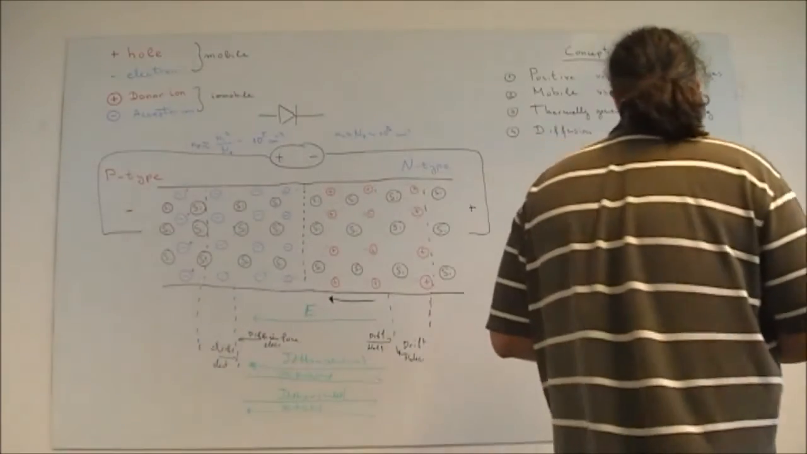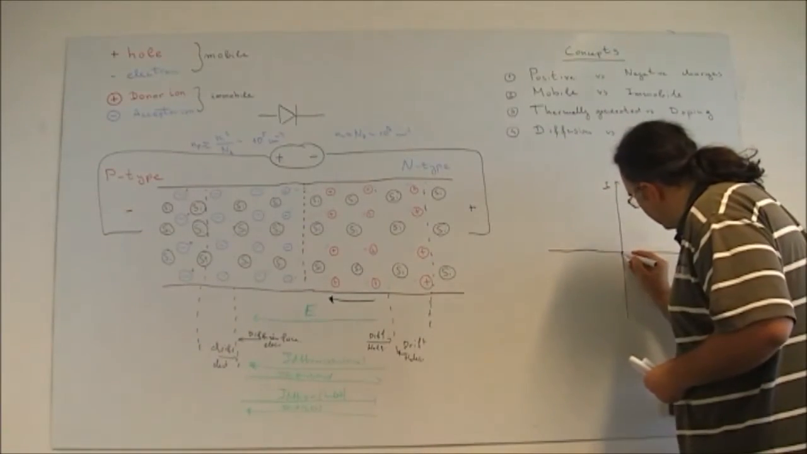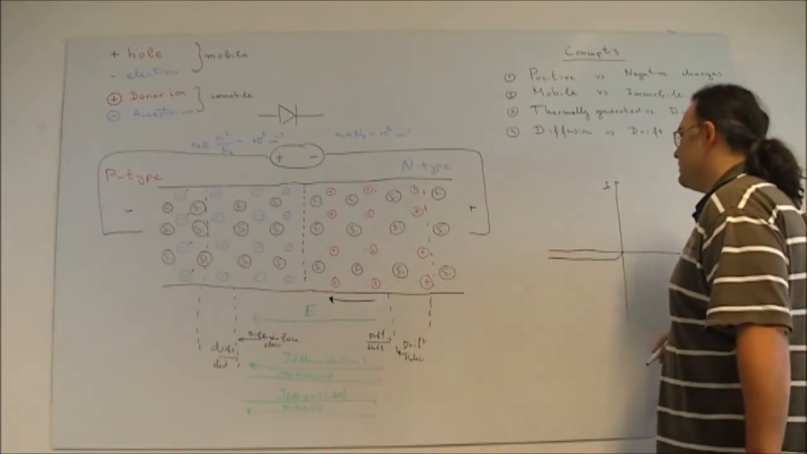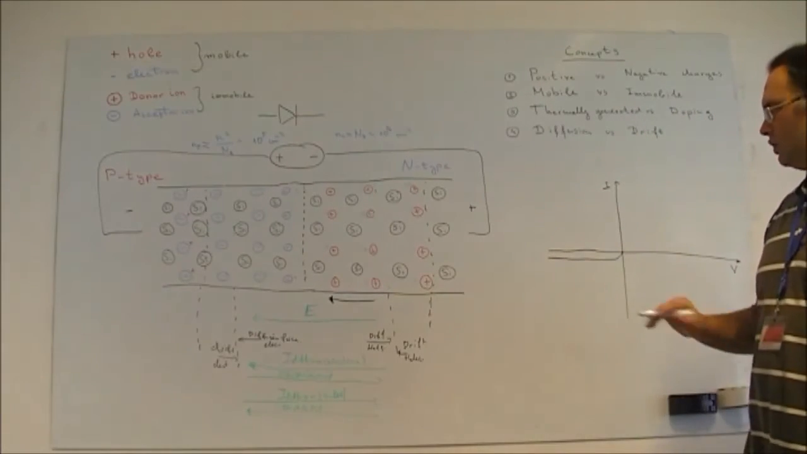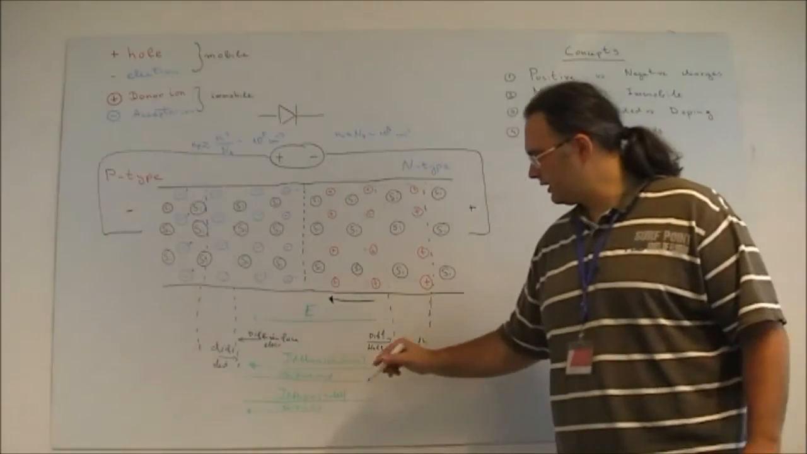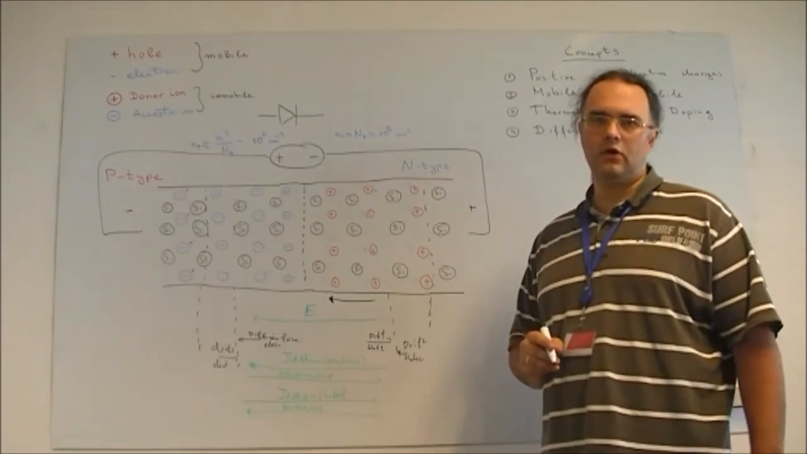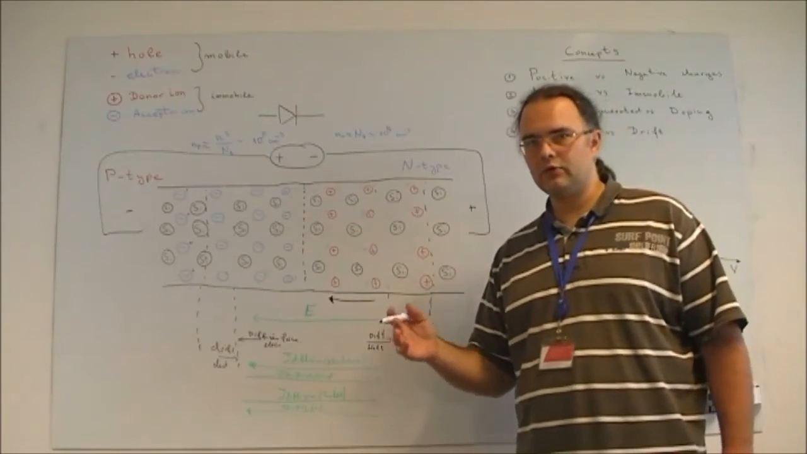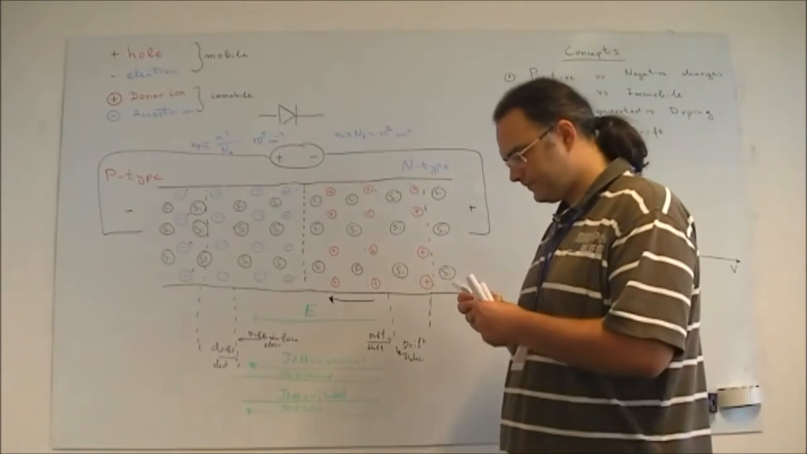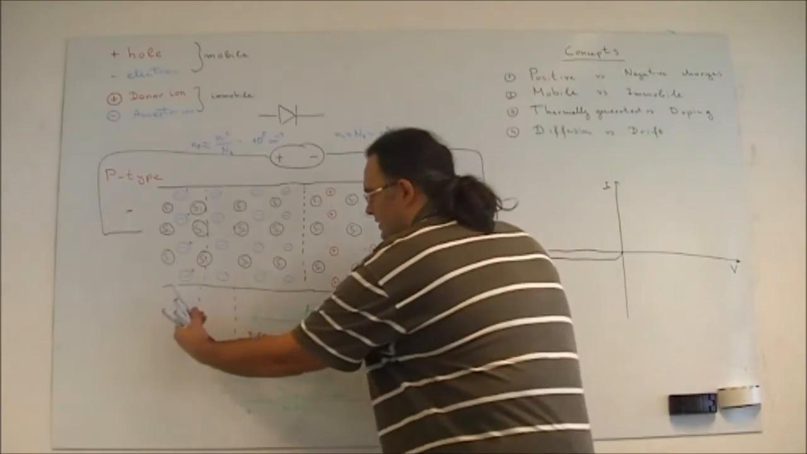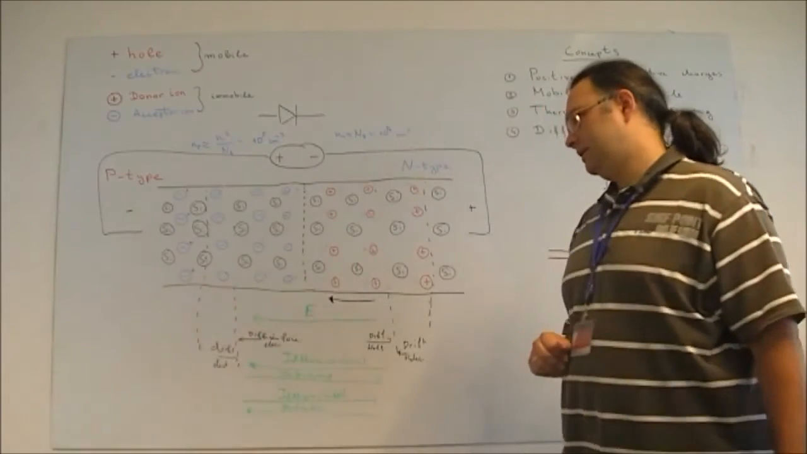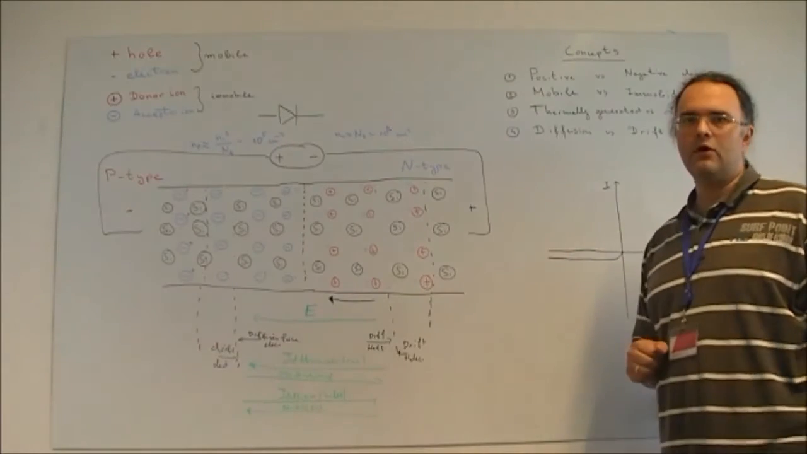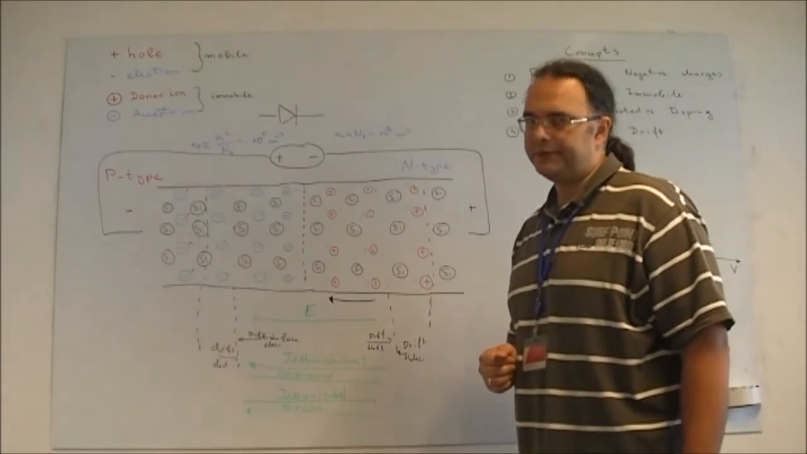So the total current will decrease and eventually saturate to the drift current only, which is due to the thermal generation of hole-electron pairs within the depletion region. This current we call the reverse diode current.